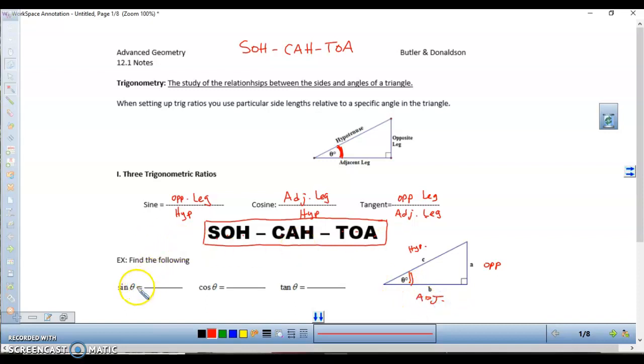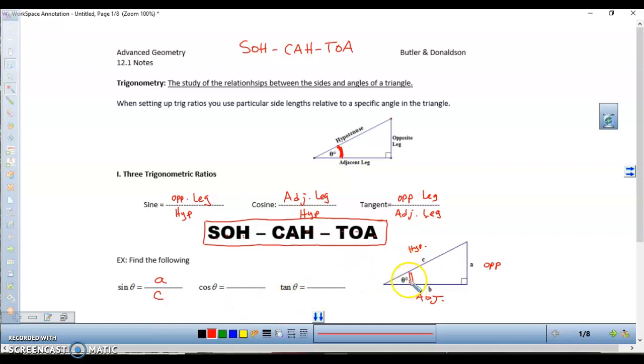So the first question says, what is the sine of theta? Using SOHCAHTOA to remind me what sine means, sine is opposite over hypotenuse. So here's my triangle. Sine of theta, opposite over hypotenuse, is A over C. All right, then cosine of theta.